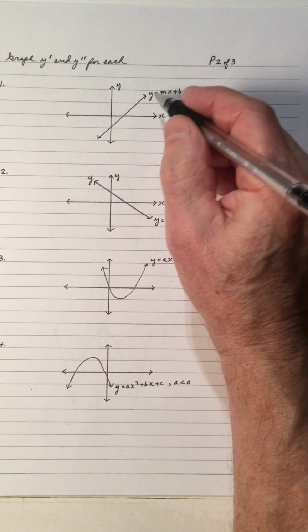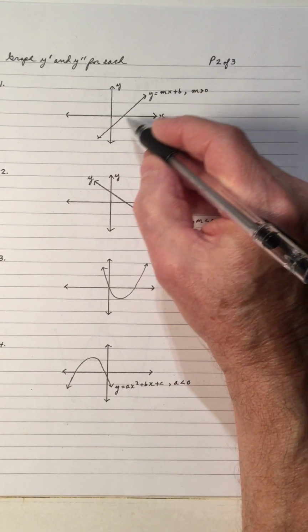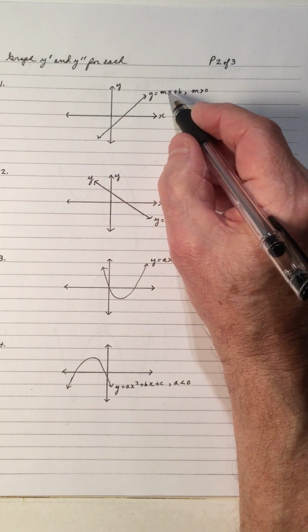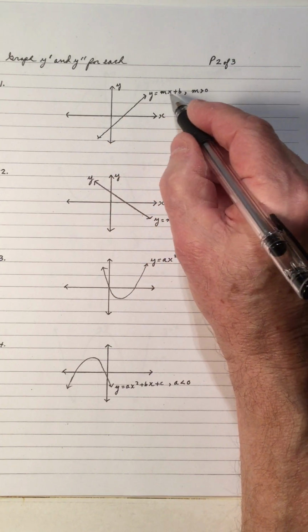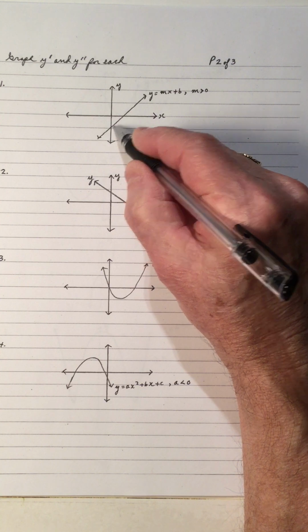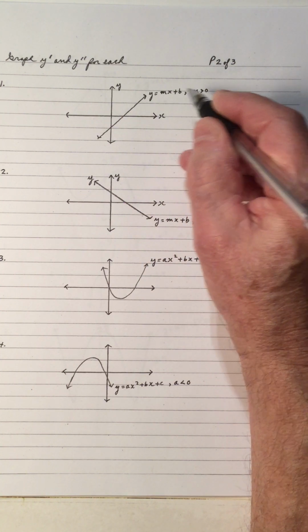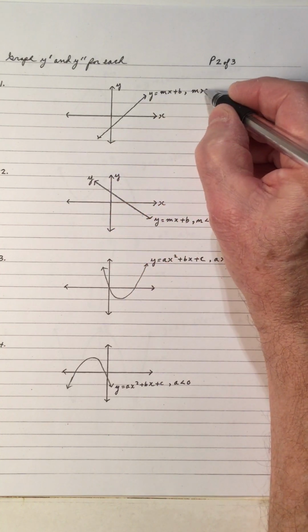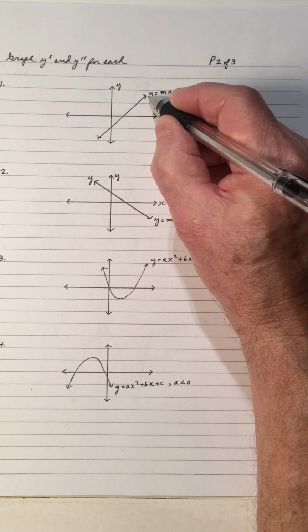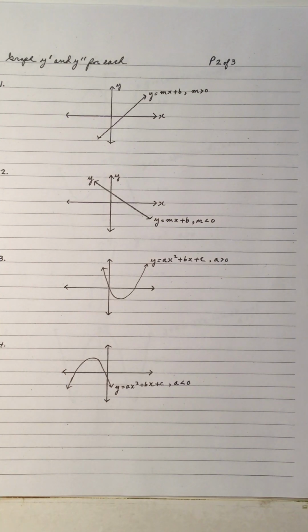Number one, as you can see, we have a graph, and this is a linear, y equals mx plus b, where m is the slope and b is the y-intercept. And the slope is greater than 0. That's why it's positive, so it's moving up to the right.